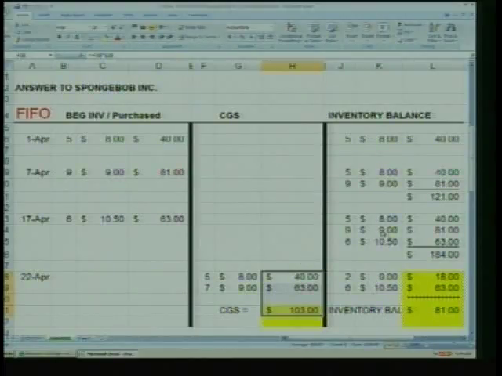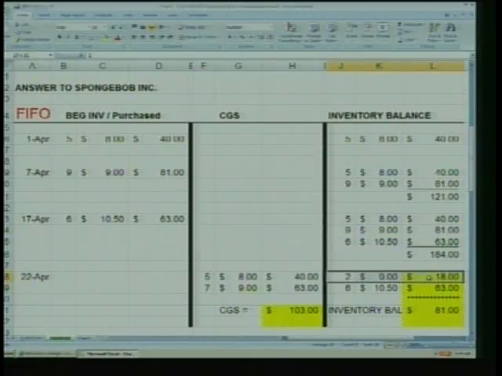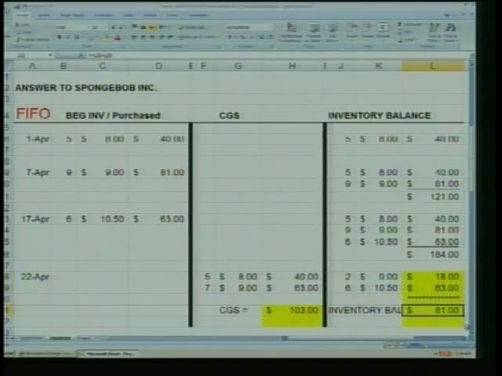What do we have left in our inventory? Well, we sold this entire layer. Of this layer, we have 9 minus 7 equals 2 of the $9 left at 18 cost. And we have 6 of the 10.50 at 63. Our inventory balance is 81. Make sense? That's for the FIFO method.